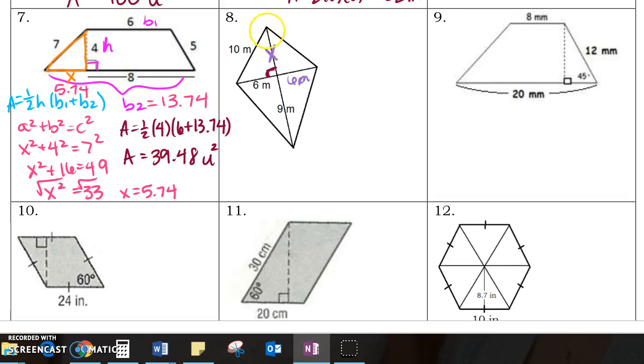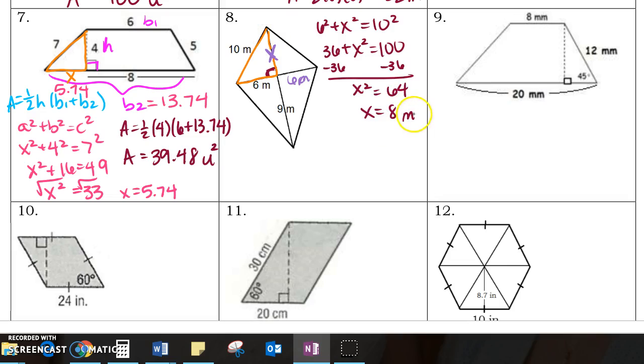Well, once again, we have a right triangle. We know two sides, we're missing the third side. So go ahead, use Pythagorean theorem. Pause the video, use Pythagorean theorem to try to find x. Hopefully you got 8 meters there.